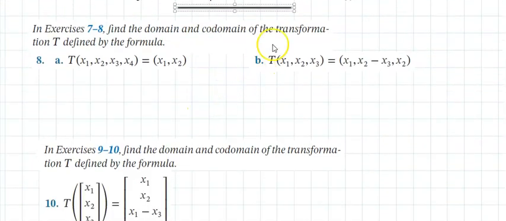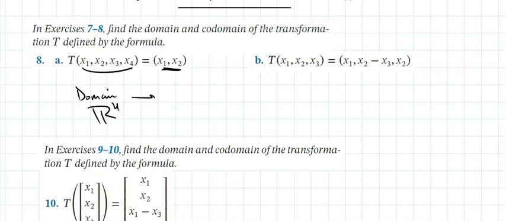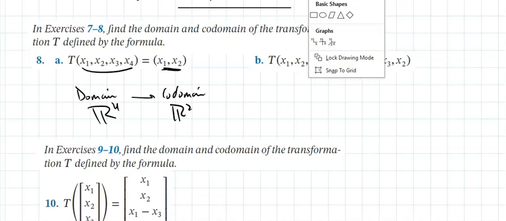If I get to number 8, I'd like to know what's the domain and what's the range. Find the domain and codomain of the transformation T defined by the given formula. Well, what are you inputting? Aren't you inputting R4? And what's the outcome? Isn't that R2?